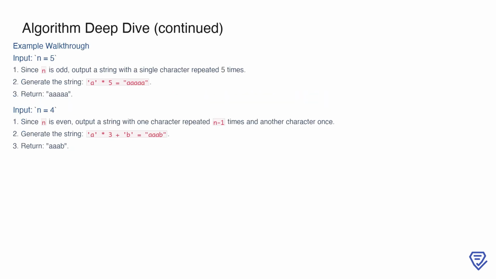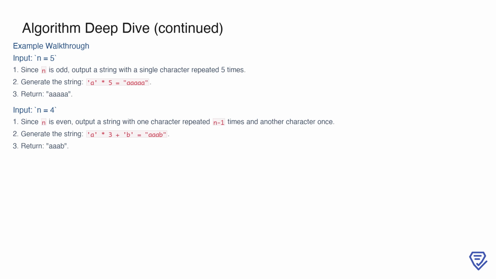Let's look at a couple of examples to see how the algorithm works in practice. For an input of n equals 5, since n is odd, we can generate the string by repeating a single character 5 times. Using a, we compute a*5, which gives us the string aaaaa. This satisfies the requirements, as the count of a is odd, and the length of the string matches n.